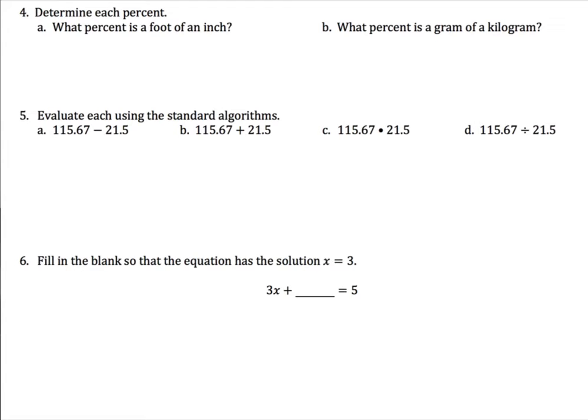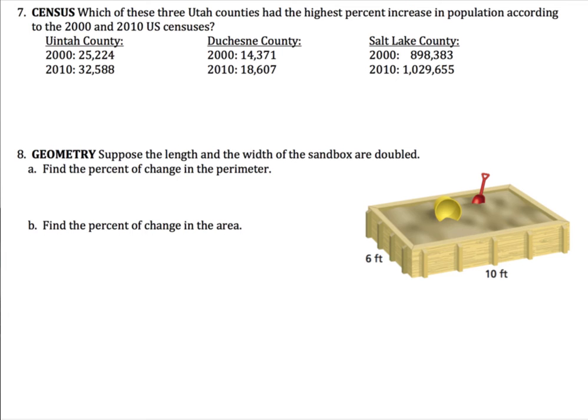Number 6, fill in the blank so that this equation has a solution of x equals 3. Remember, when the solution is 3, that means you plug 3 in for x and it's true. So I would try plugging in 3 for x and see what the blank has to be. Because right here, 3 times 3 is 9. 9 plus something is 5. You can figure out what that something is.